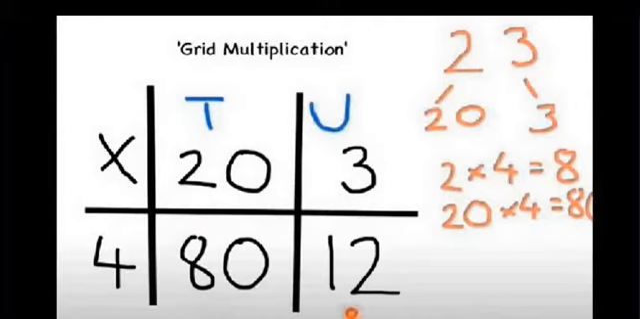We now have all the information to solve this multiplication. The answers of each multiplication calculation, that is 80 and 12, then need to be added to find the final answer. So now, 80 plus 12 equals 92. So 92 is our final answer.